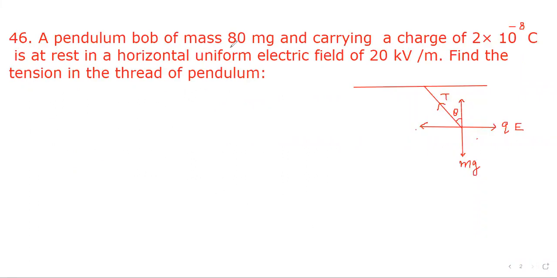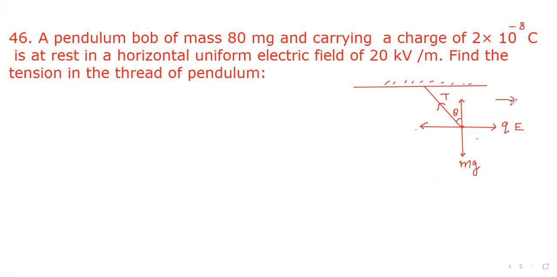A pendulum bob of mass 80 mg and carrying a charge of 2 into 10 power minus 8 coulomb is at rest in a horizontal uniform electric field 20 kilovolt per meter. Find the tension in the thread of the pendulum. So here, this is bob and this is thread. So this is situation in equilibrium.